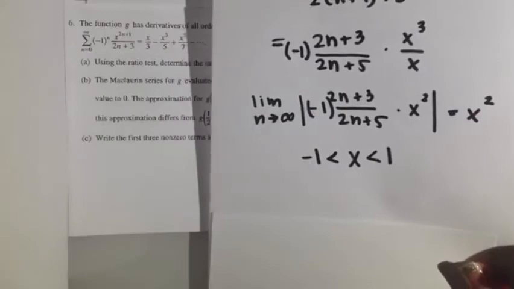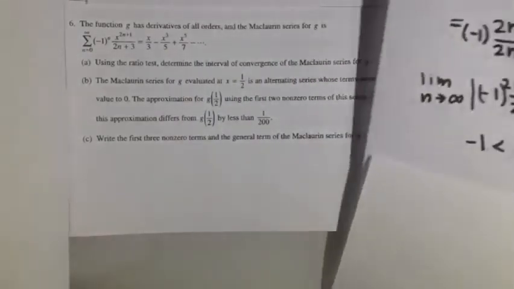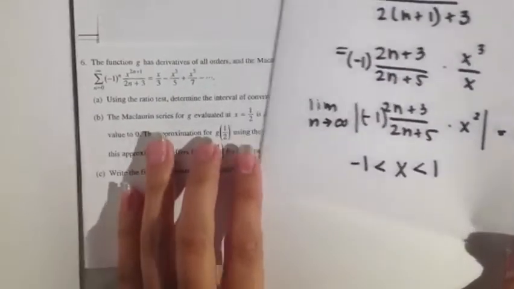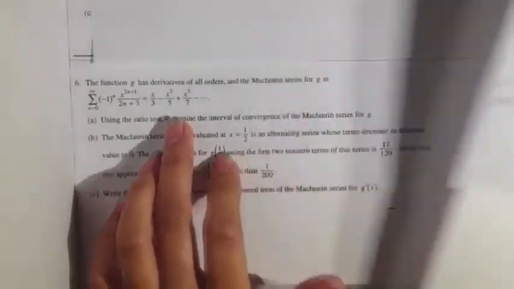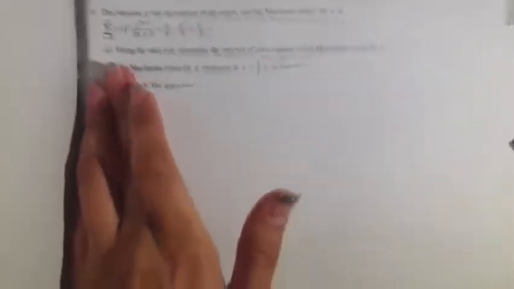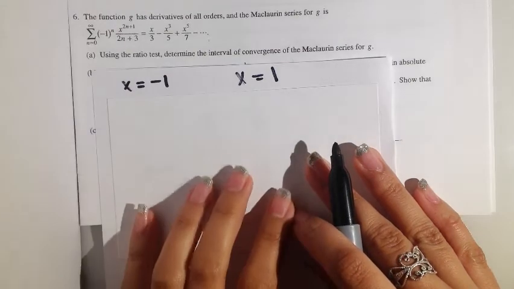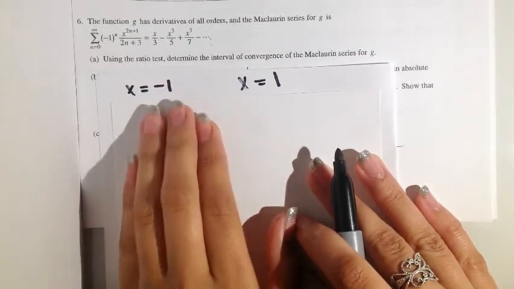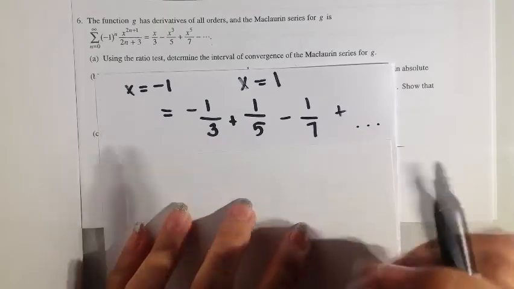And test those endpoints using the alternating series test. Basically use negative 1, so where x equals negative 1 in this equation, you would have something like this. So now the final step to find the interval of convergence is to test both endpoints. So at x equals negative 1, you would substitute that into each term, and your series would look something like this.